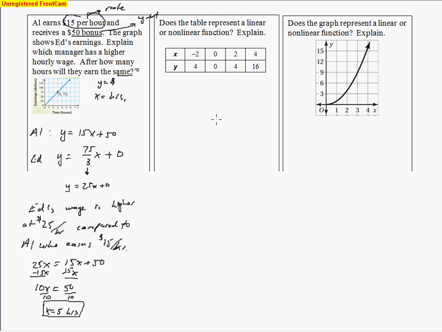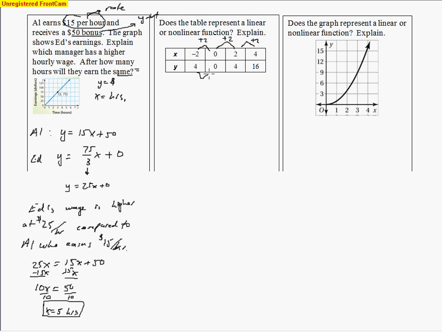Now the next problem asks us, does the table represent a linear or nonlinear function? So for that, what we're going to do is compare the x values and y values. So what we need to see is, first of all, the x values need to be going up or down by a constant amount. And then we can compare the y values. So I see that these are going up by a constant amount.